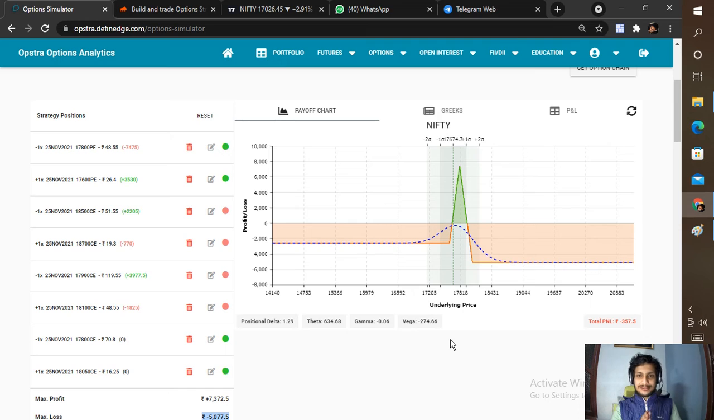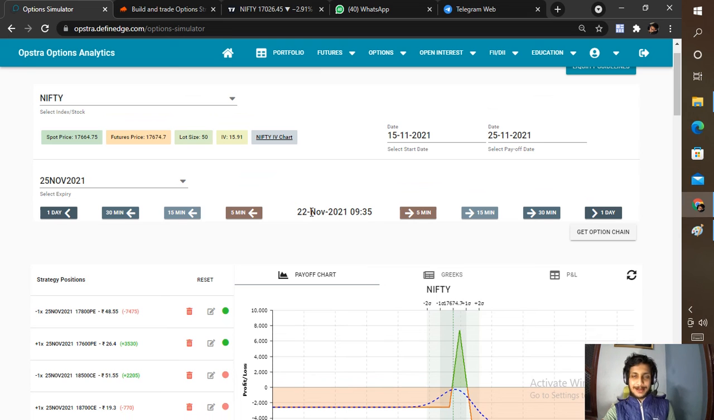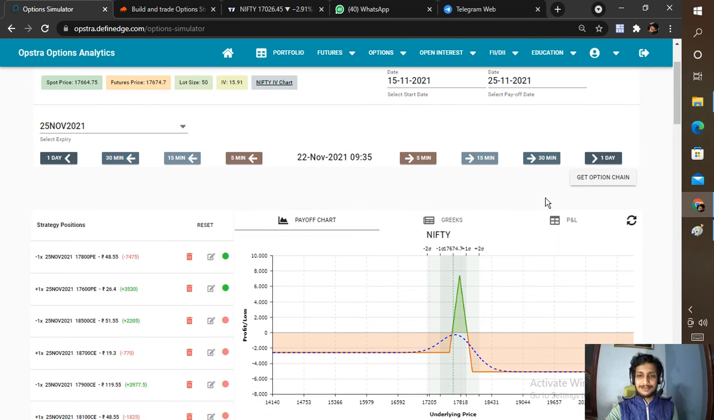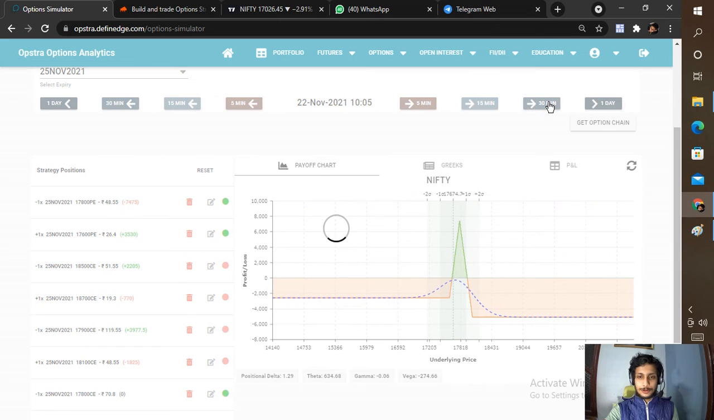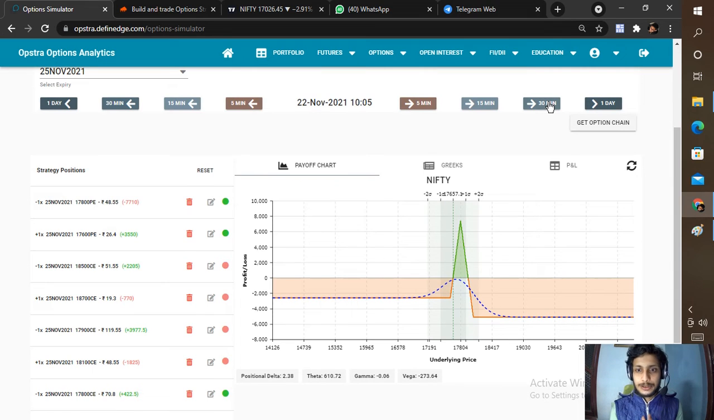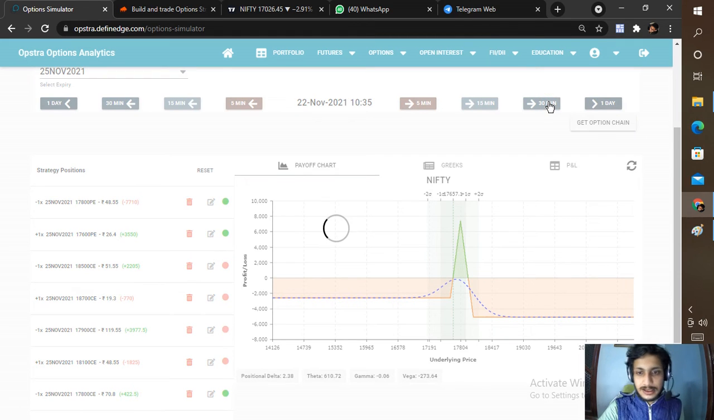Right now we are sitting with an iron fly, and we can adjust this to increase our profit potential or to decrease our loss potential. It's only 3 days prior to the expiry date. It's 22nd of November. So let's move 30 minutes more. Now we will move slowly and monitor our trade more frequently, because there is a 700 or 800 points move in the market. So let's just move 30 minutes more.